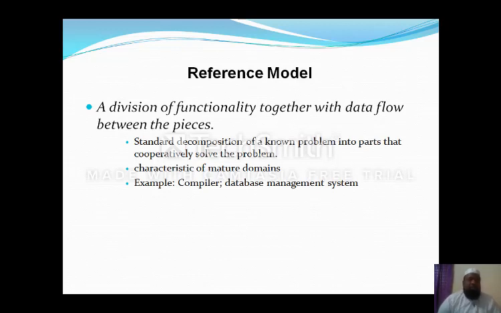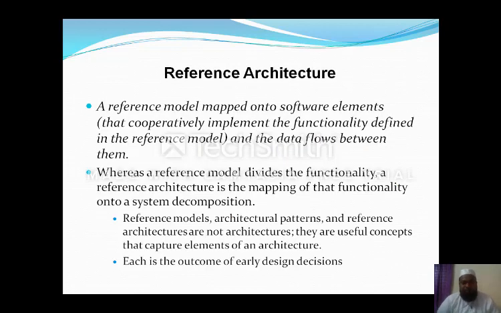Whenever we think about reference models, it is the standard decomposition of a known problem into parts. It means we have divided the whole problem into parts, sub-problems, and then we combine them to get a solution. And it can happen only with the decomposition itself. These are the characteristics of various domains. For example, a compiler itself is a reference model, and a DBMS is a reference model.